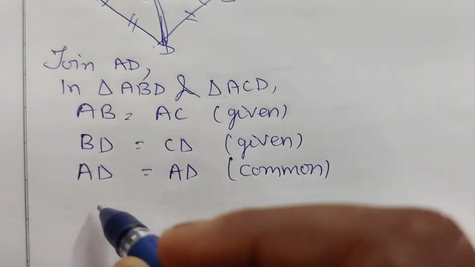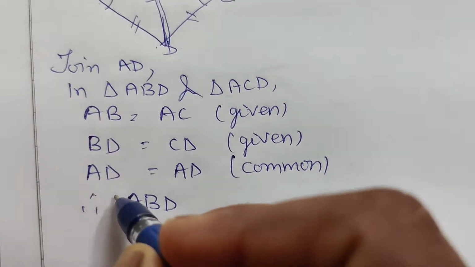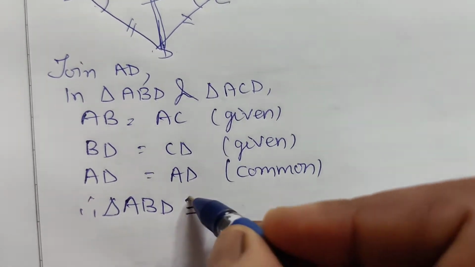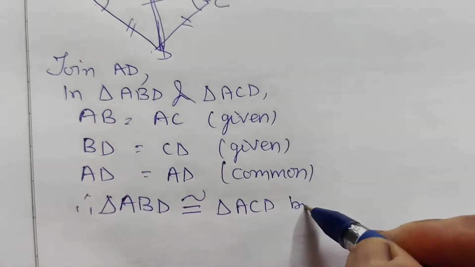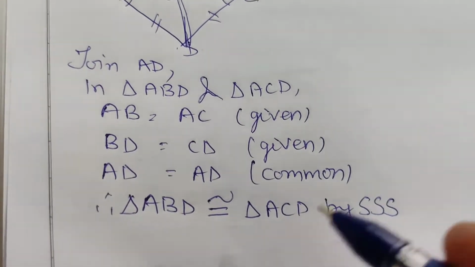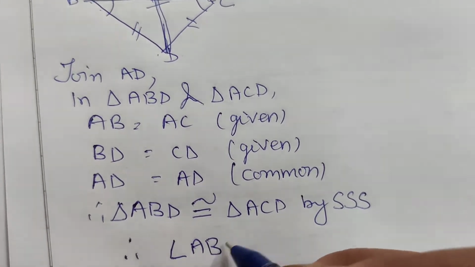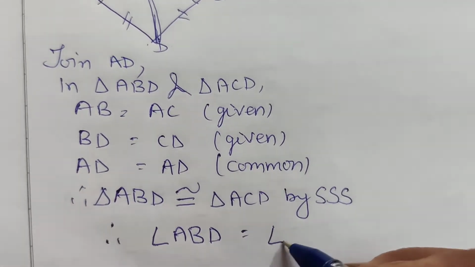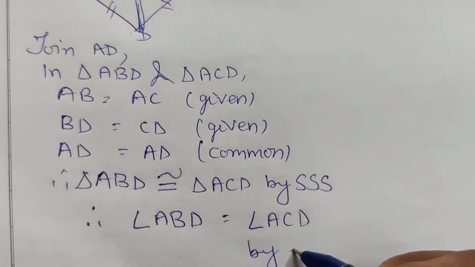Therefore, triangle ABD congruent to triangle ACD by which criteria? Side, side, side criteria. Therefore, angle ABD equal to angle ACD by CPCT.